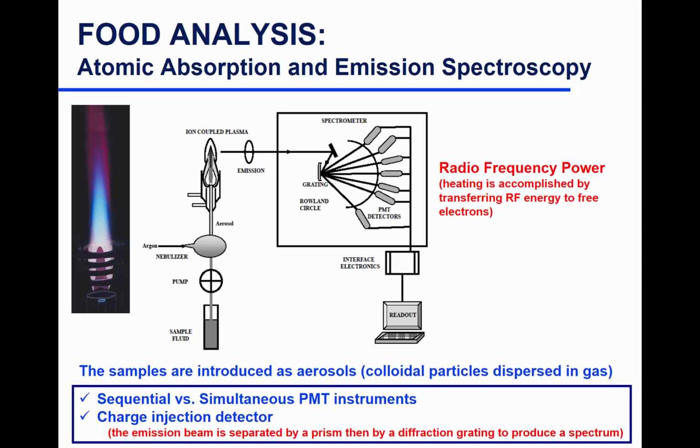Another type of detector is the charge injection detector. We'll talk about it in a minute. It also diffracts. There's a diffraction of light using prism and grating system, and then they all get projected onto this kind of detector, and you get a spectrum. So instead of just absorption at one wavelength, you can actually get a spectrum of absorption. So you get simultaneous reading for many elements at a time, more than having multiple photomultiplier tubes.